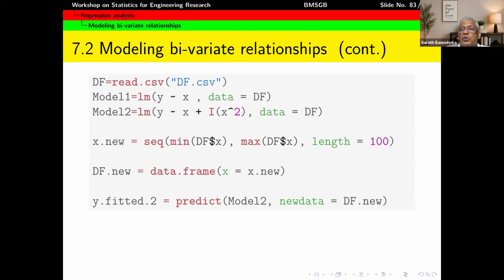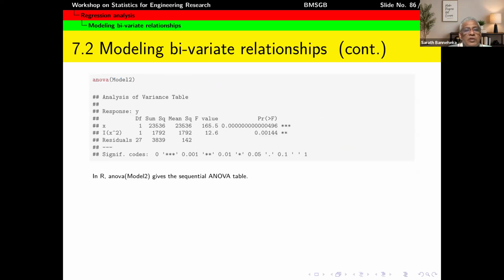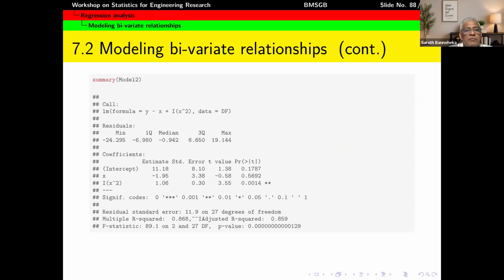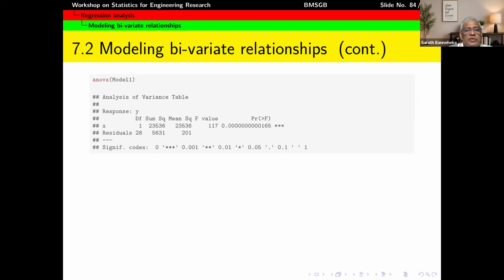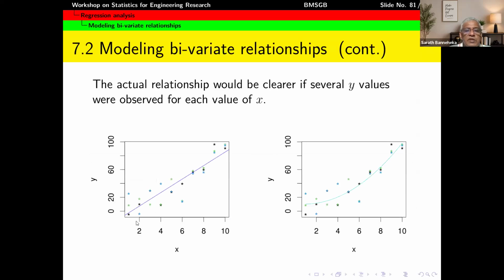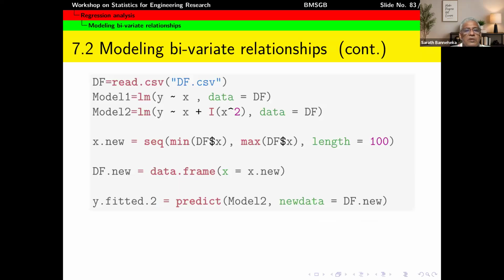Then I want to draw these two fitted functions. For that I'm using these commands, which I'm not going to explain here. I have those two curves here. These are the fitted curves. This is the fitted straight line, and this is the fitted quadratic curve. Now I want to check which of these is better.